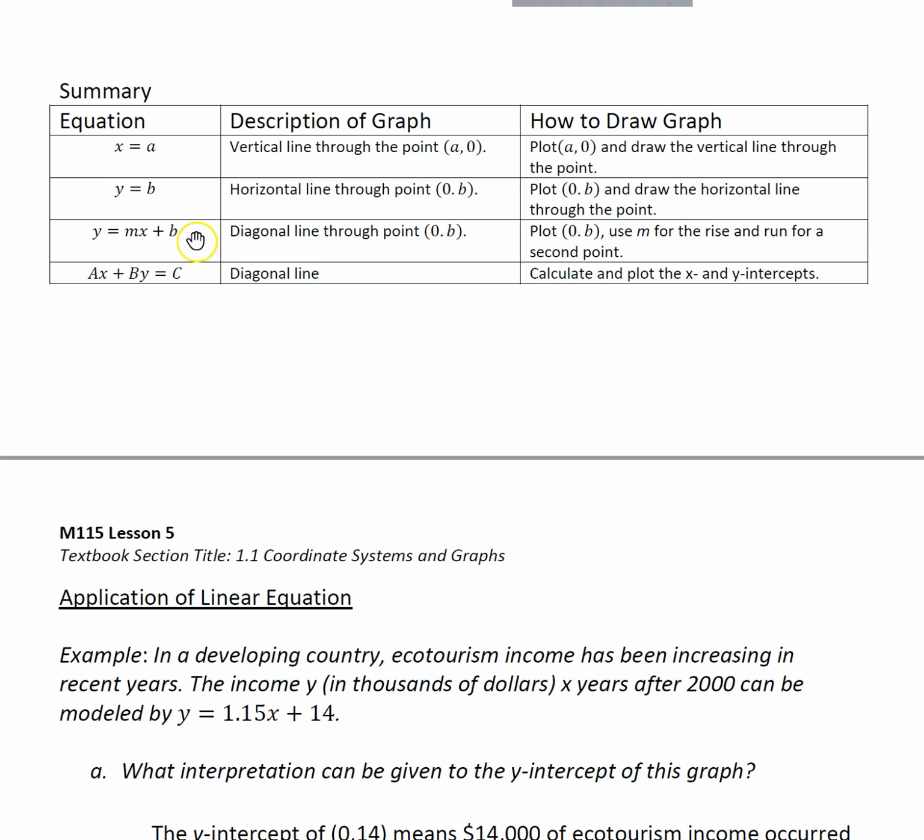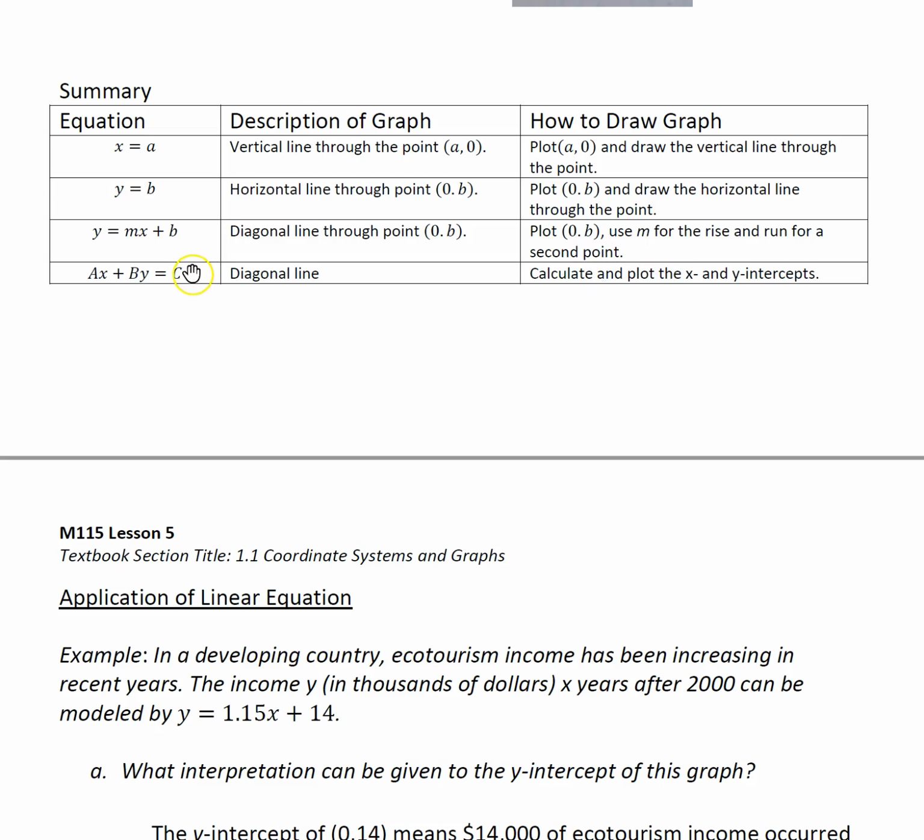The next equation is in slope-intercept form, y equals mx plus b. This is a diagonal line through the point (0, b), the ordered pair on the y-axis known as the y-intercept. Remember that plus b is your y-intercept. So to graph this, we first begin by plotting the y-intercept. Then we use the slope m, which is in front of x, change it to a fraction so we can see the rise and the run. And that'll give us a second point or a third point if we use the slope multiple times.